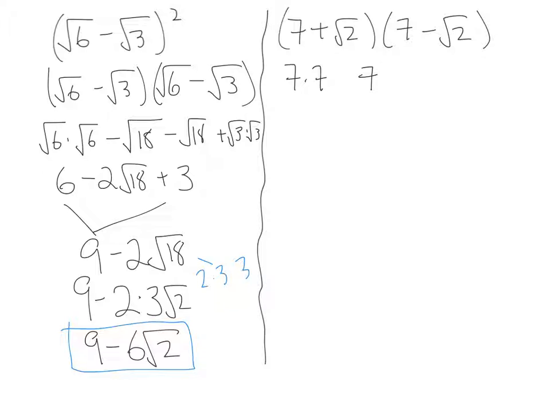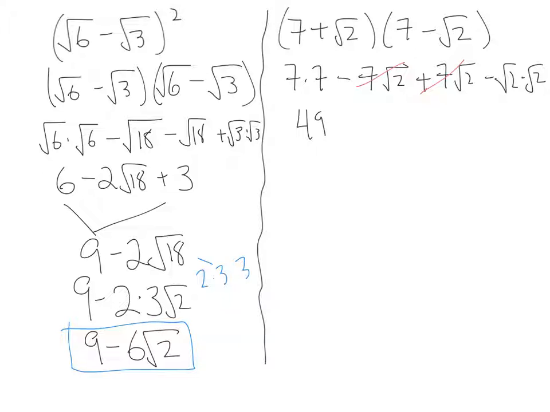So that'll be 7 root 2. And the inners will be plus 7 root 2. And then the last is going to be minus root 2 times root 2, or root 2 squared. And of course that's going to give us 49 right here. And it's going to give us minus 7 root 2 plus 7 root 2. So those cancel. These guys cancel.